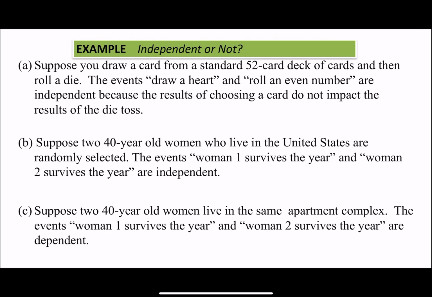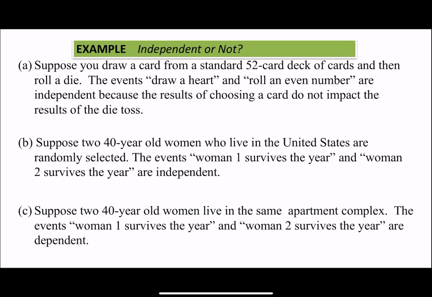Here's a contrast to that. Suppose two 40-year-old women live in the same apartment complex. The events woman 1 survives the year and woman 2 survives the year are dependent. Now this doesn't mean that woman 1 dying really affects woman 2 dying, but they are likely to encounter each other, be in each other's lives. Because they come across each other, and one thing could affect the other, we can't guarantee that they're completely independent, so we have to say that they're dependent.